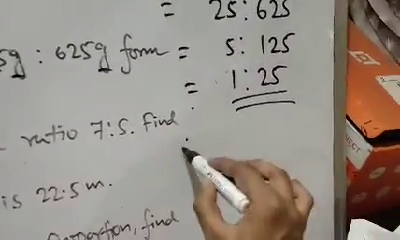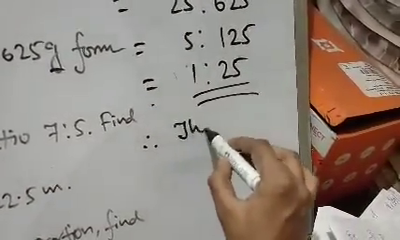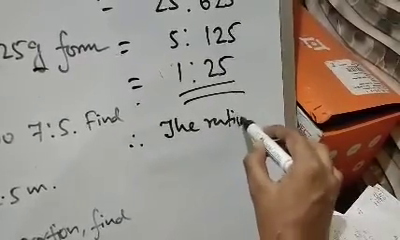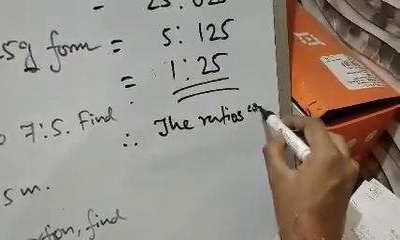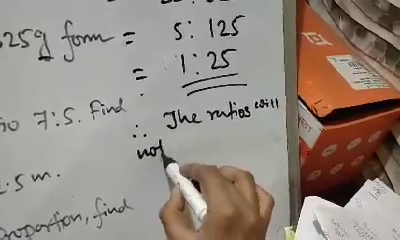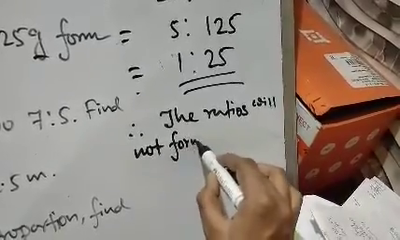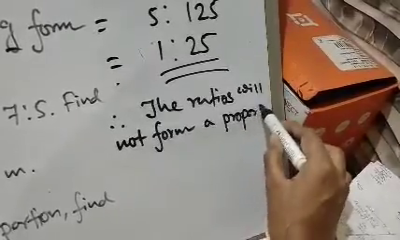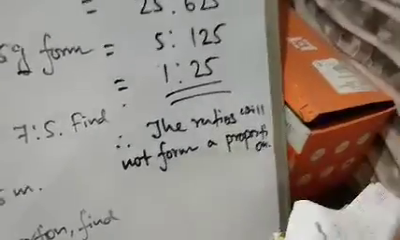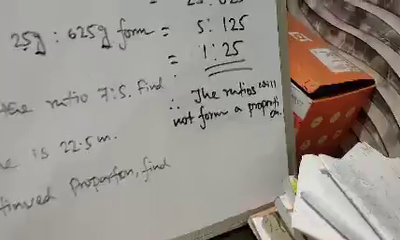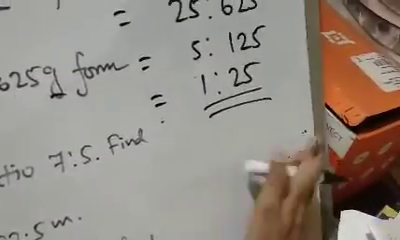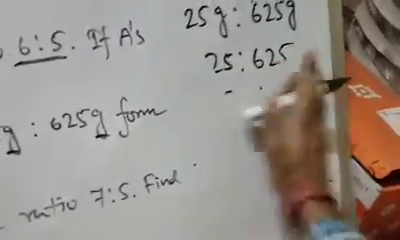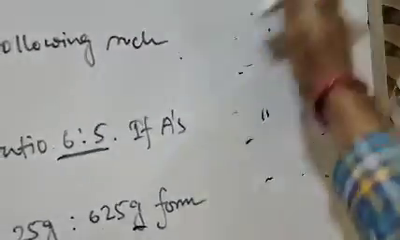So the answer will be: the ratios will not form a proportion. This is the answer. Next. These ratios will not form a proportion because both the ratios are unequal. They are not equal. Next, question number 10.